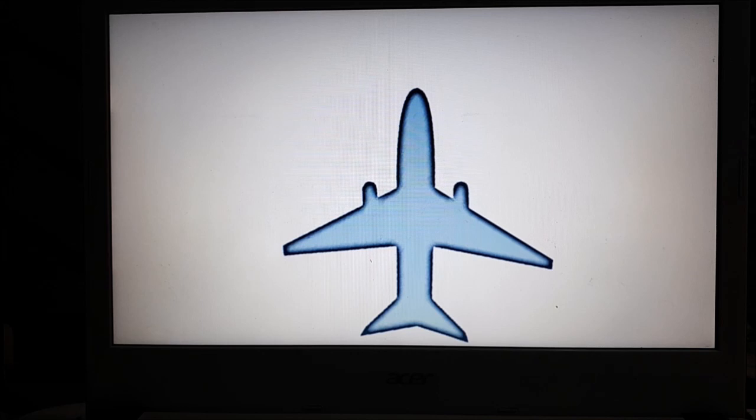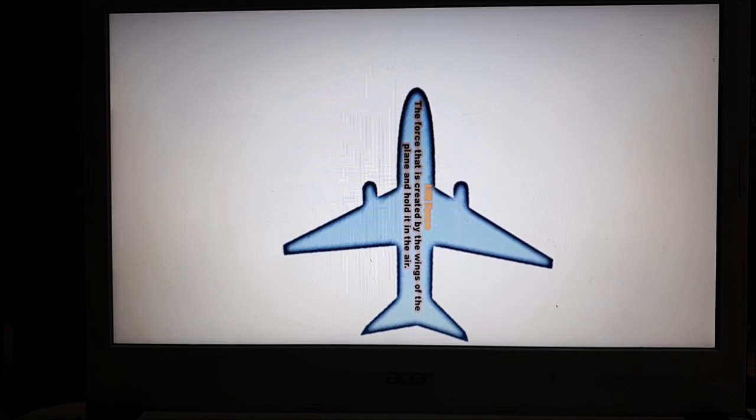Another force that acts on the airplane as it flies above the ground is the lift force. The lift force is the force that is created by the wings of the plane and holds it in the air. Actually, the lift force is equal to the mass of the air displaced per second multiplied by the velocity of the airplane.